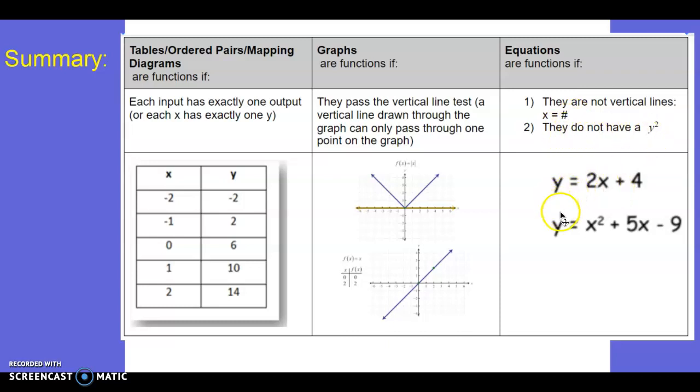So these two examples here, this is an equation of a line in y equals mx plus b form. That would be a function. And y equals x squared plus 5x minus 9 would also be a function because it does not have a y squared.